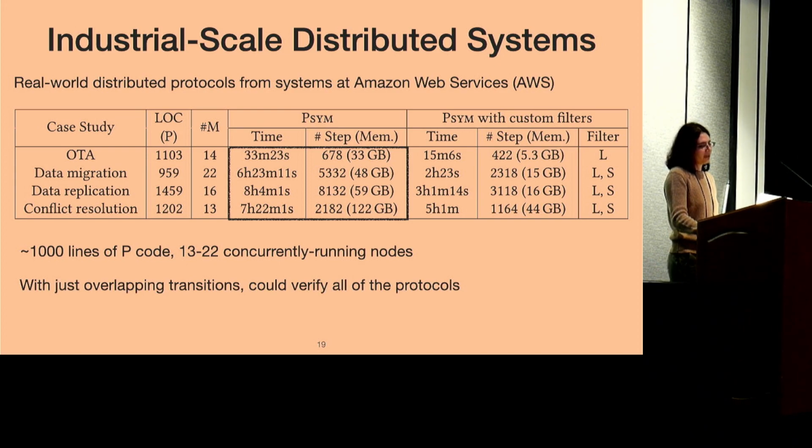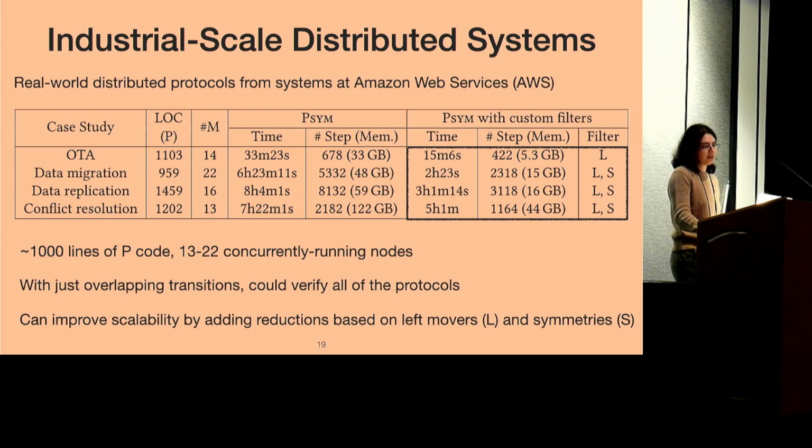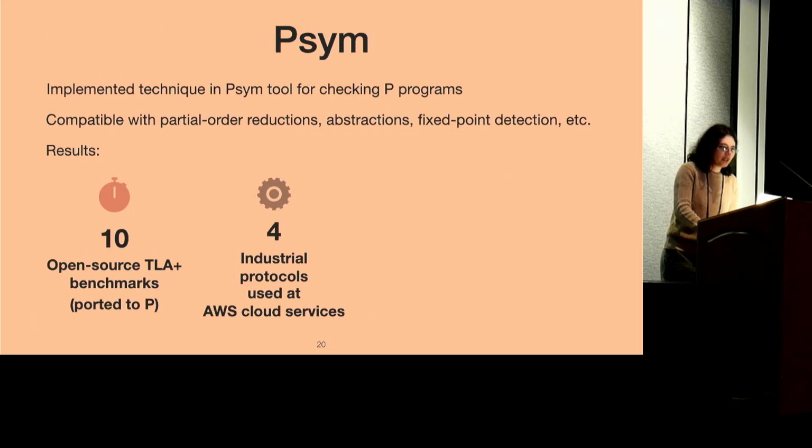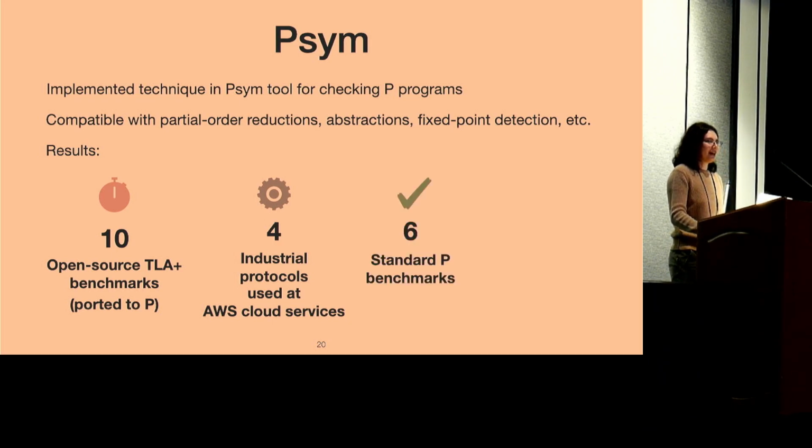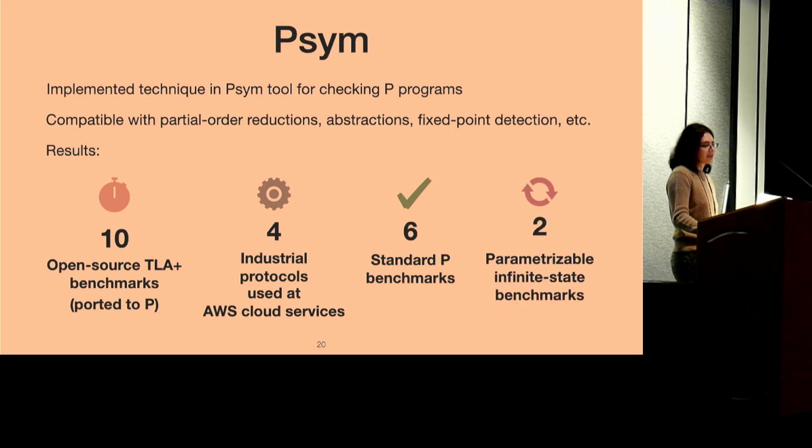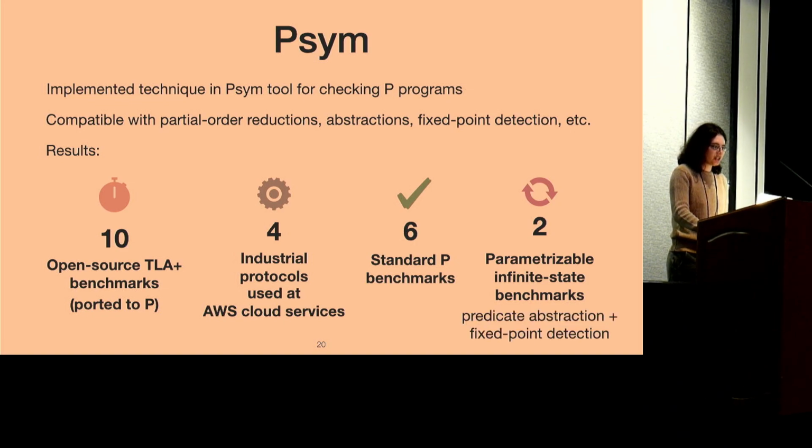And if we combine Psym with other reductions, then we can achieve a scalability improvement. In particular, we combined Psym with reductions based on Lipton's left movers, as shown by the L here, and also reductions based on symmetries, as shown by this S. We also ran Psym on, and were able to verify, 6 P benchmarks that were used in previous work on P. And we also applied Psym to 2 parameterizable infinite state benchmarks, which Psym was able to verify by using a combination of predicate abstraction and fixed point detection.